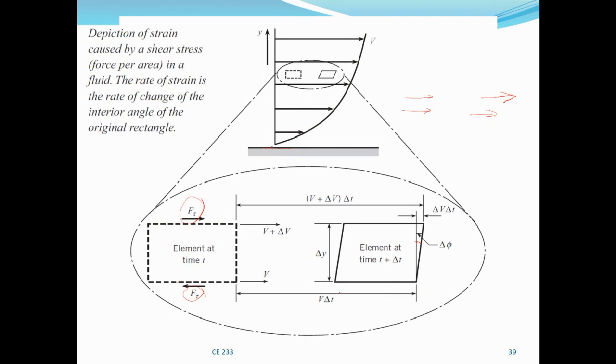Here, the velocity is V, and here it is V plus dV. So the distance traversed by the lower layer is given by V times delta T, while the distance traversed by the upper layer is V plus dV times delta T, because the velocity is higher here, owing to this small change in velocity. So that is what leads to the strain.